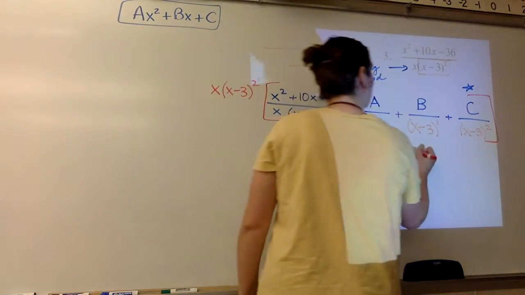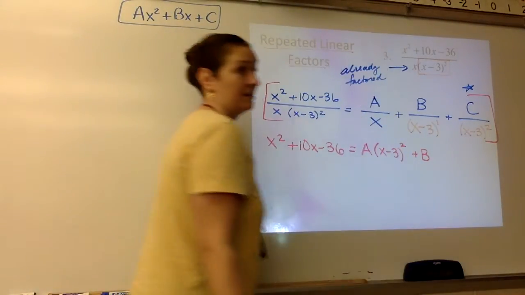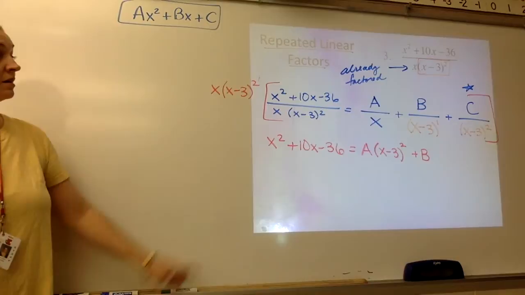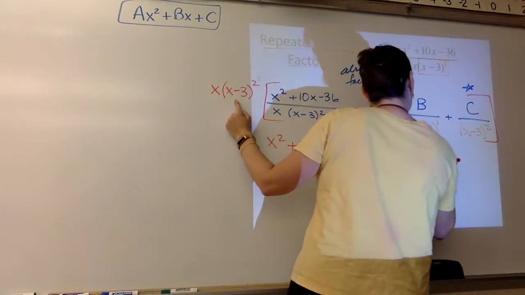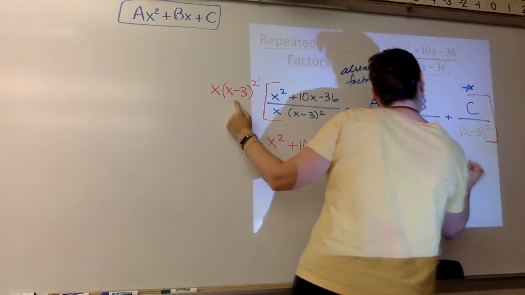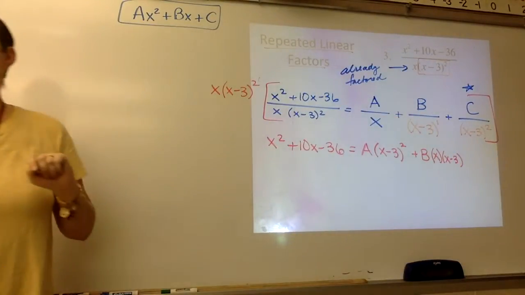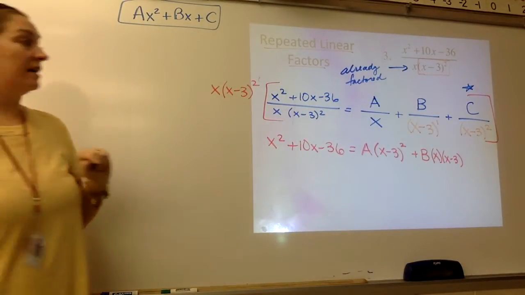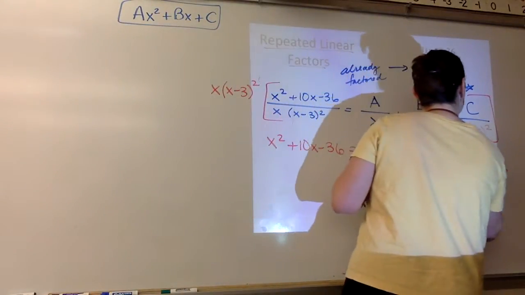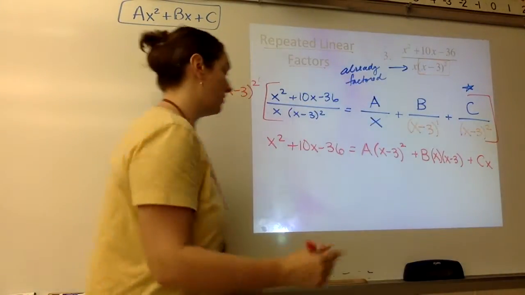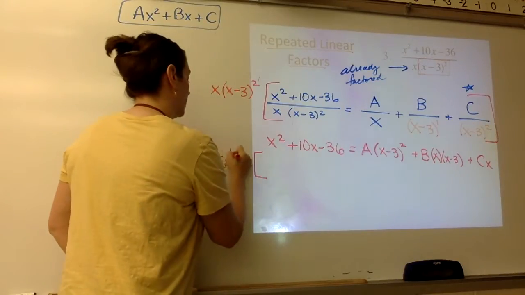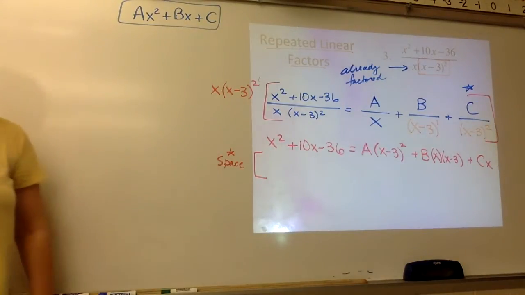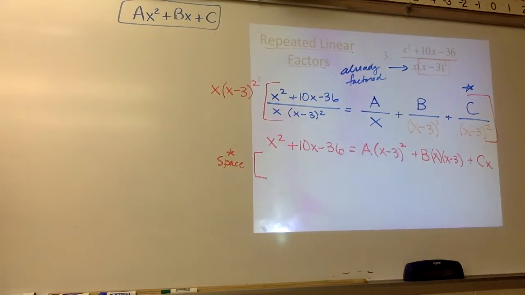Plus, and what is B missing? x and x minus 3. What about C? x. Do me a favor. Leave a space. We're going to come back to this one, and you're going to know when to leave a space once I get through the problem why we're doing that. Leave a space for a line of work there.